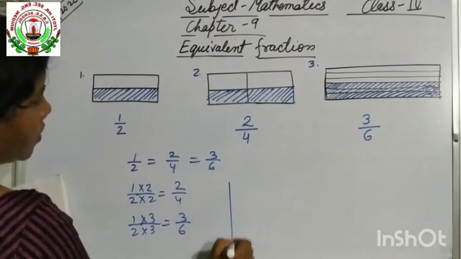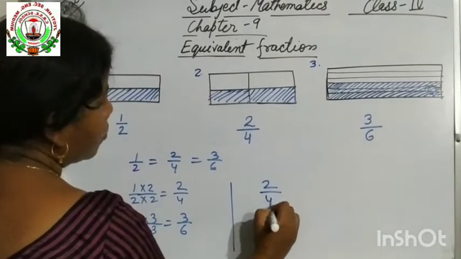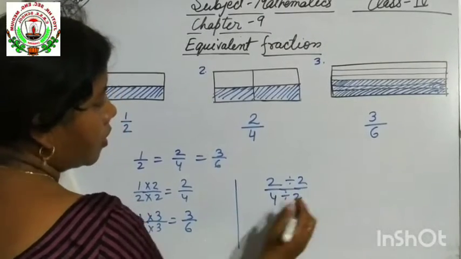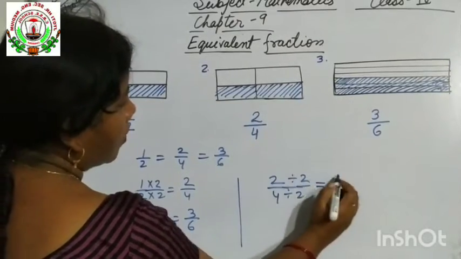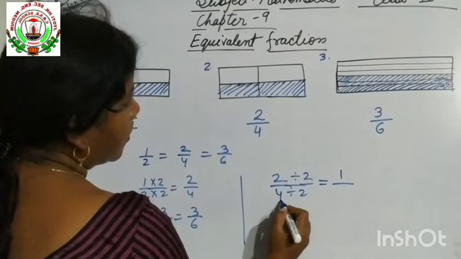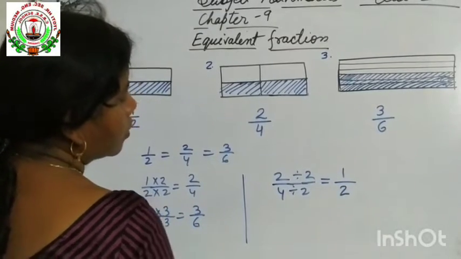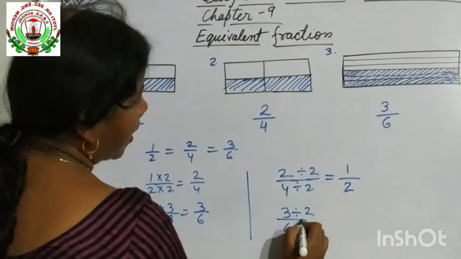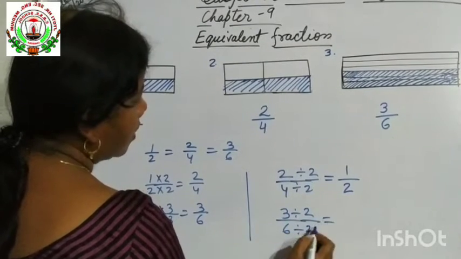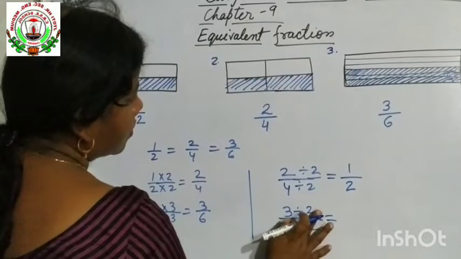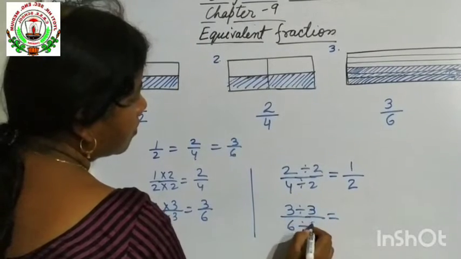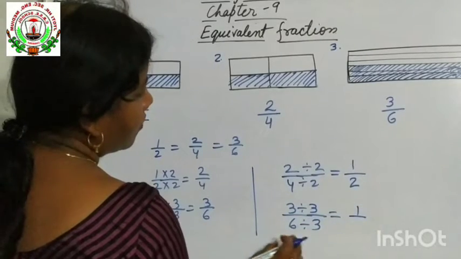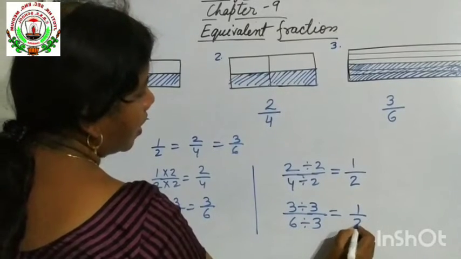In the other case, when we divide this 2 by 4 by 2, I told you, the same number we will use. So 2 divided by 2, we get 1. And 4 divided by 2, we get 2. Understood? Similarly, 3 by 6, we divide by 3. 3 divided by 3 is 1. And 6 divided by 3, we get 2.